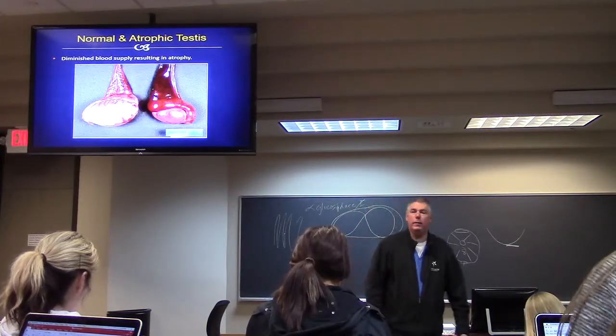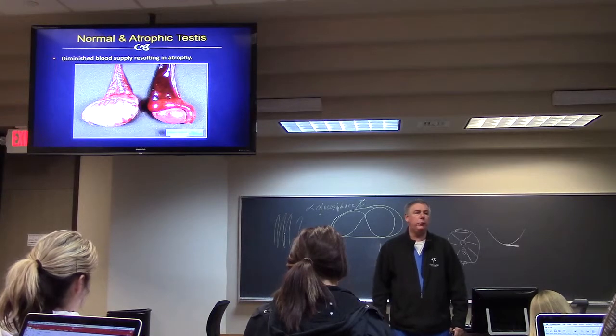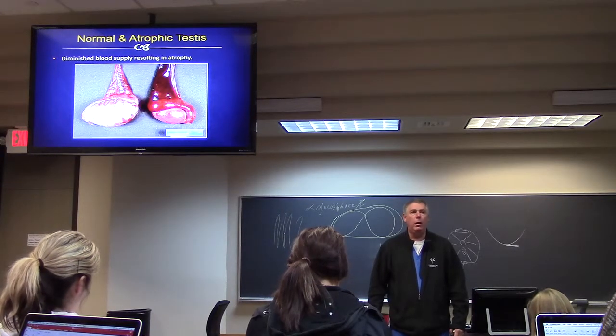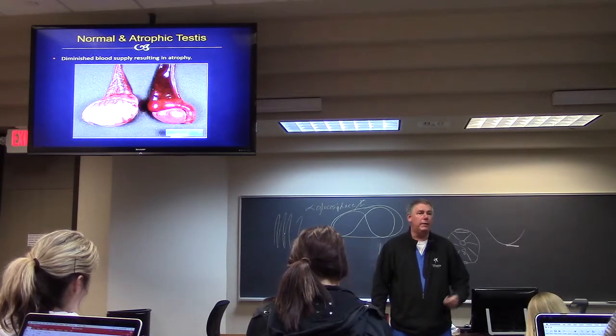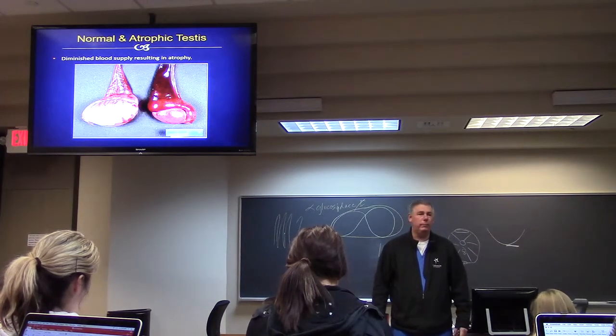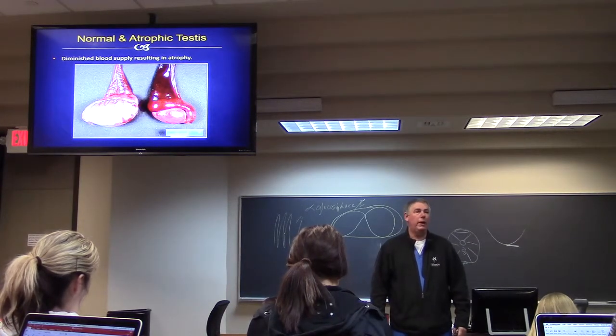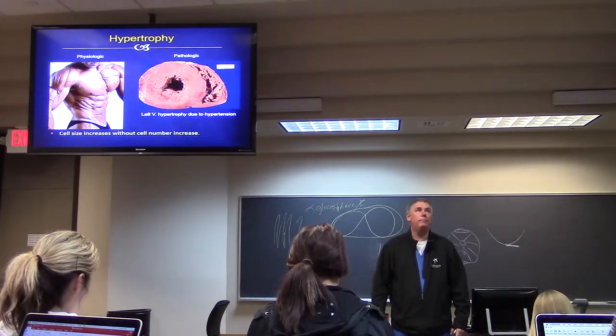Atrophy, here in this case, was due to a decrease in blood flow over time. This is a chronic issue, not acute. If it was acute, it would be smaller because of gangrene. But here it's a slow progressive loss, and it decreased in size over time.